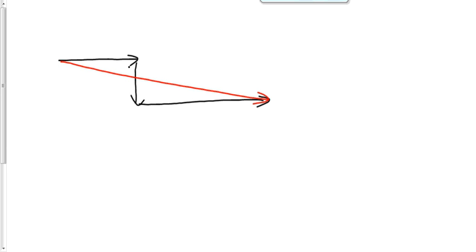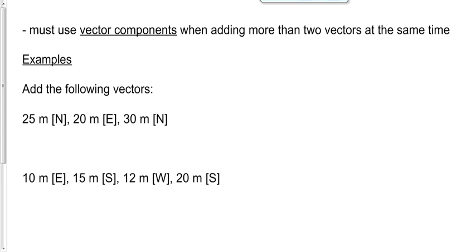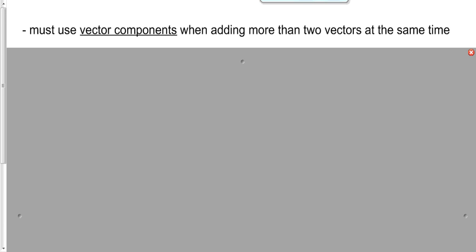So what are we going to do? We got to use what we call vector components when adding more than two vectors at the same time. What do I mean by that? Well, for each of the vectors we have, the example that I just gave you, the three vectors, we have to take the x components and the y components of each of those vectors. Then we have to add them together.